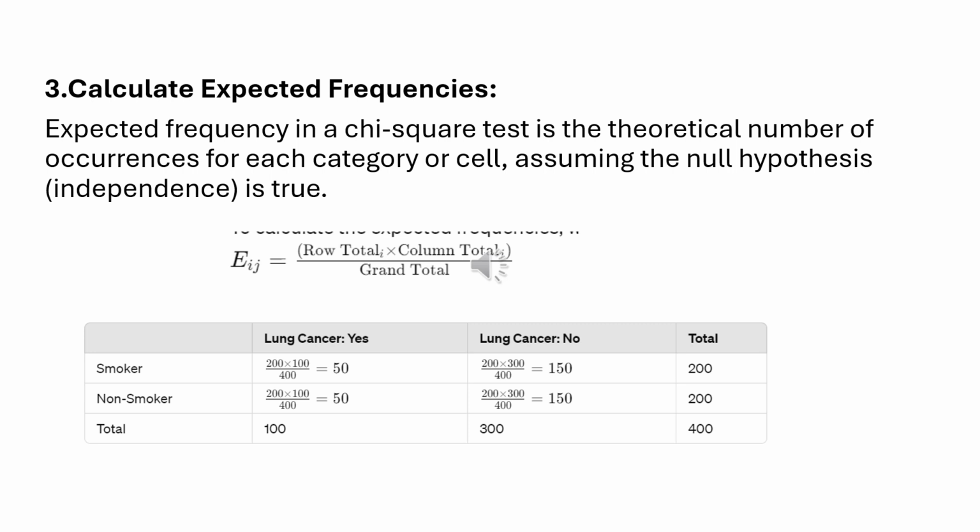So the expected frequency is the theoretical number of occurrences for each cell, and it is calculated using the equation row total into column total divided by grand total. For the data we have in slide number 3, we calculated the expected frequency using this equation, and it is shown in this particular table.